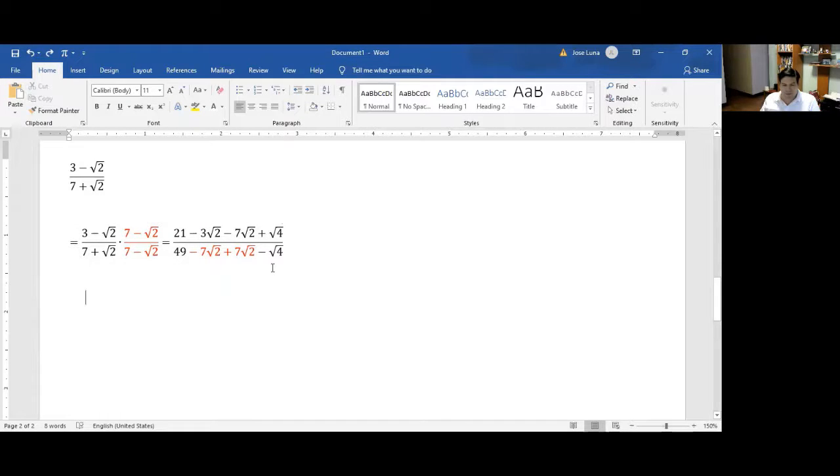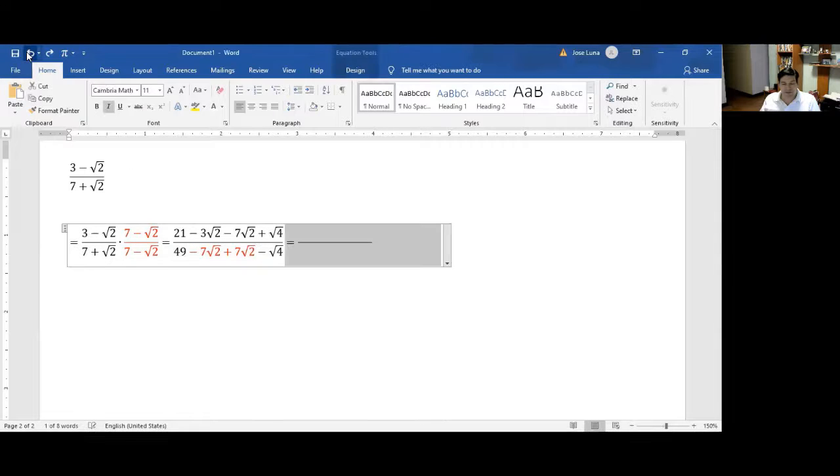Okay, now we need to simplify it. Now notice the two red terms. They're identical, except for the sign. One is negative, one is positive. And what happens when you combine them by addition? They become 0. So we have 49. I don't need to write this. And minus the square root of 4. How much is the square root of 4? And of course, it's 2. So 49 minus 2.